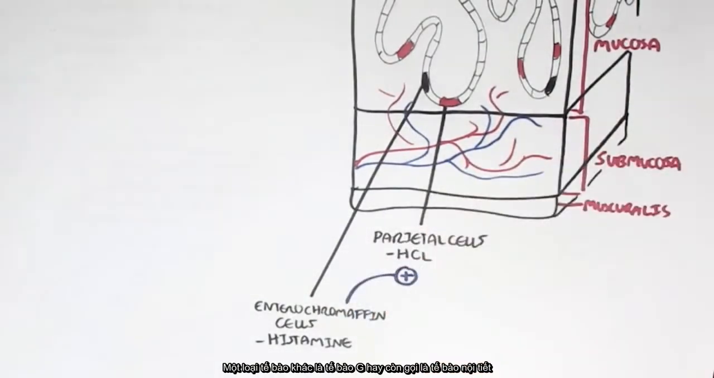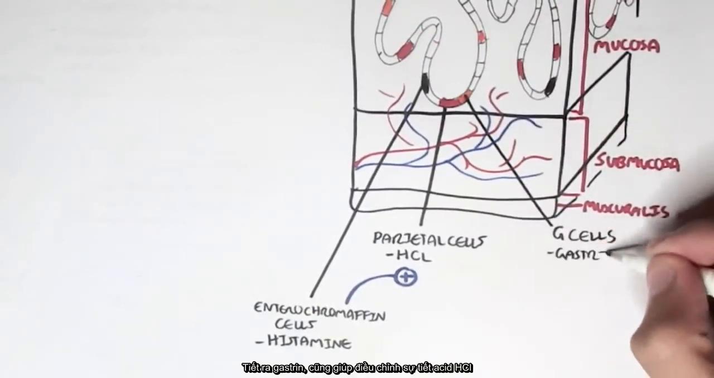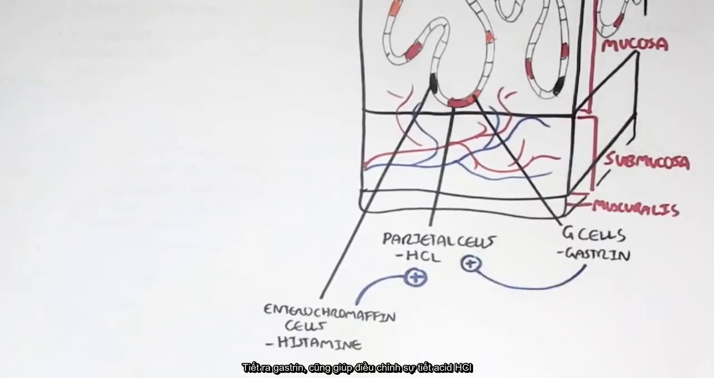There are also G cells. G cells are endocrine cells which secrete gastrin, which also promotes hydrochloric acid secretion by the parietal cells.